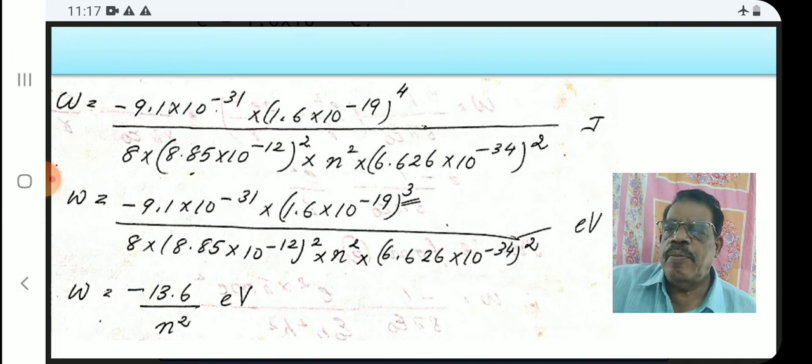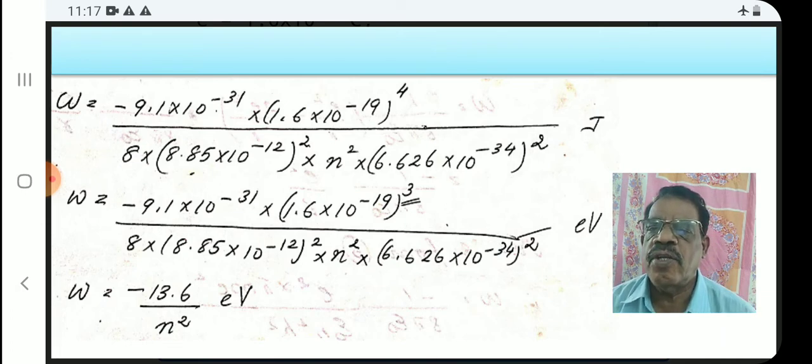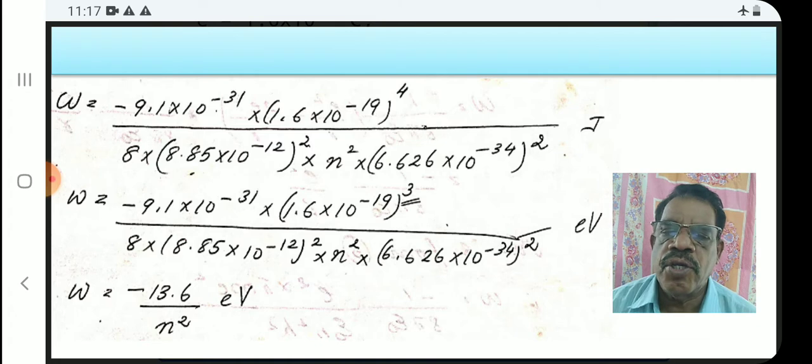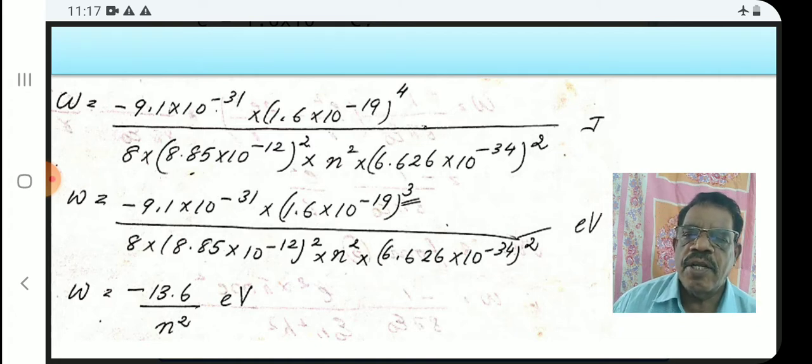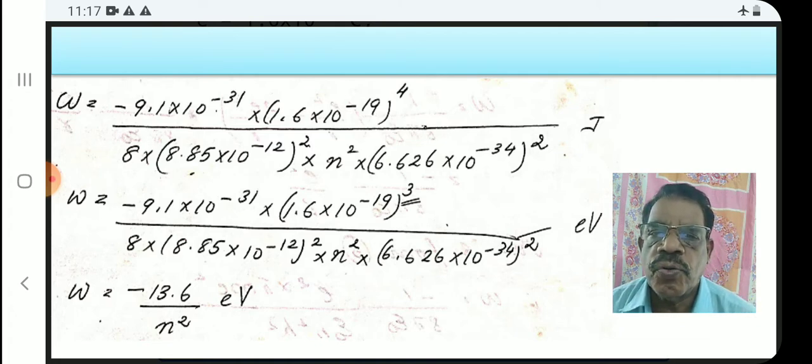W is minus 9.1 into 10 raised to minus 31 into 1.6 into 10 raised to minus 19, the whole to the power 4, by 8 into 8.85 into 10 raised to minus 12 the whole square into n square into 6.626 into 10 raised to minus 34 whole square, in joule. This is the answer for W in the unit joule.